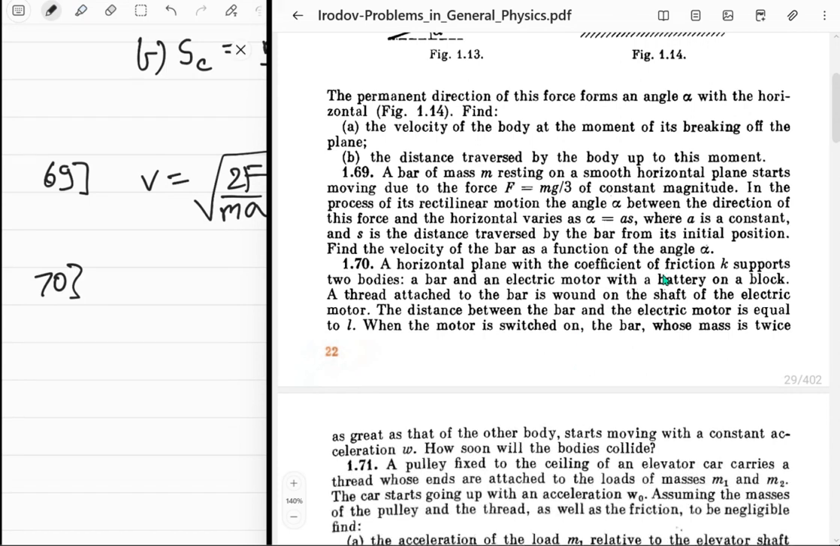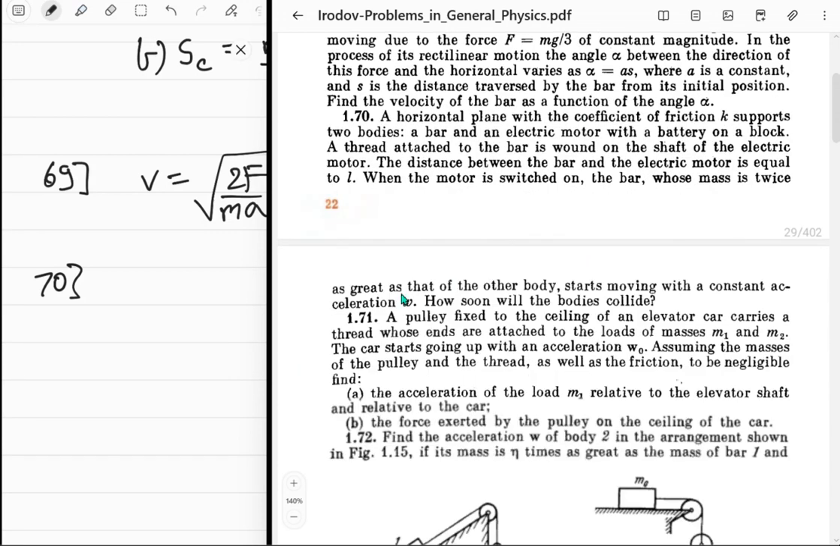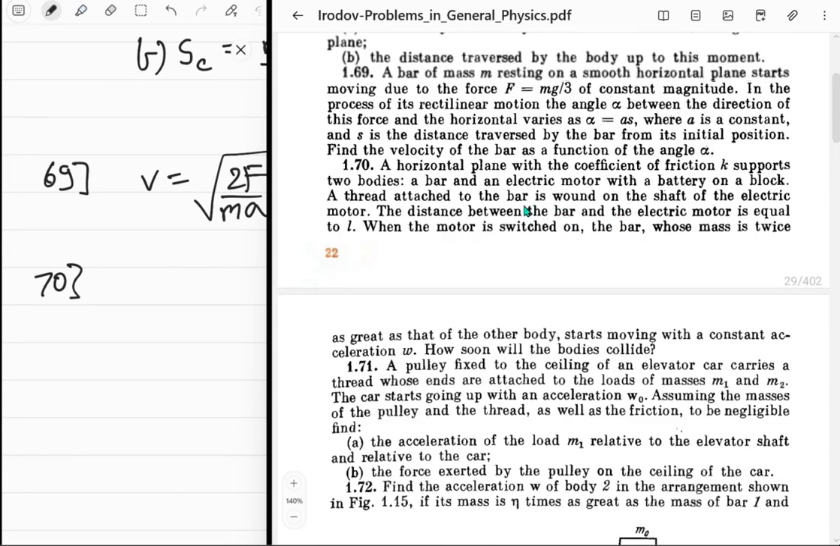A horizontal plane with coefficient of friction k supports two bodies, a bar and an electric motor with a battery on a block. Is there a figure for this? No? Okay. What do they mean by a bar all the time? Is it a cylindrical bar? Is it a square? Please don't do this kind of stuff. A bar and an electric motor with a battery on a block.